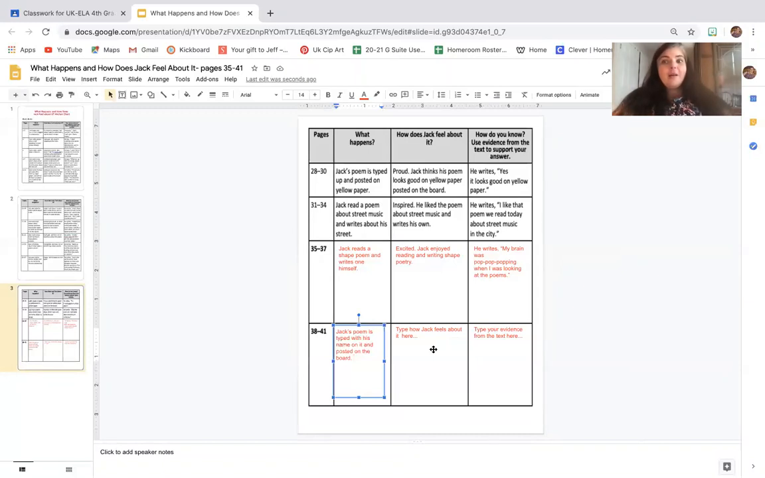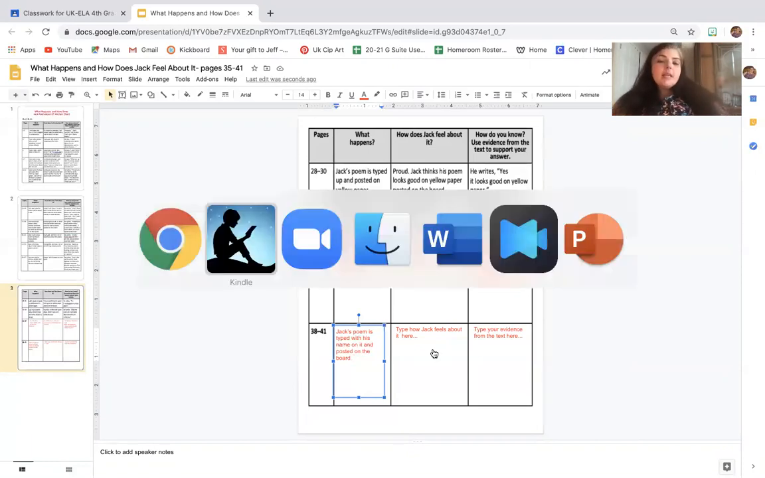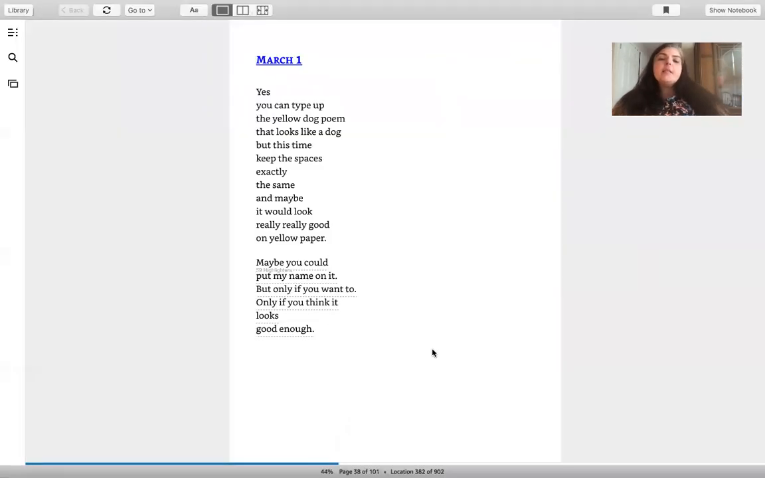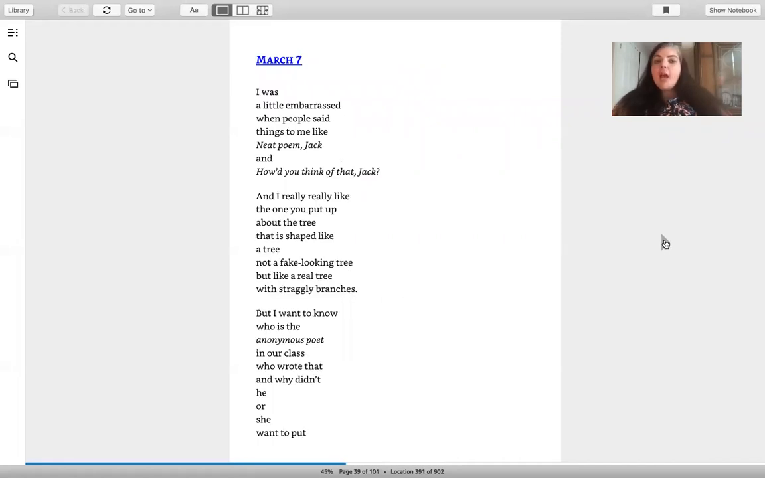All right, great. I'm glad that you were able to look back in the text and find out how Jack feels. Now, if you said that Jack was scared, I don't think that would be the best feeling of how Jack felt, because I don't see any evidence here that Jack was scared.